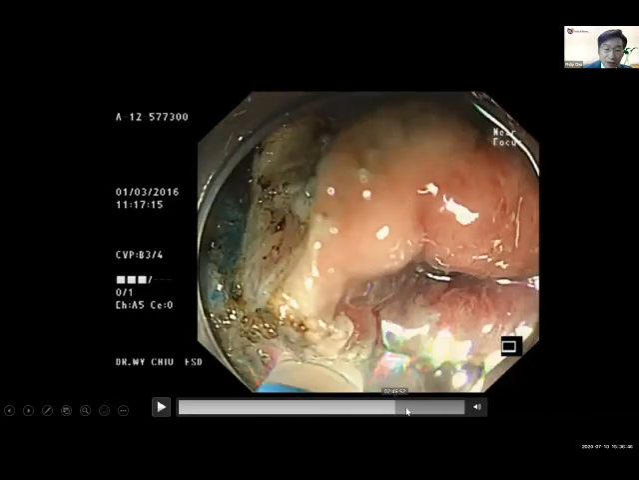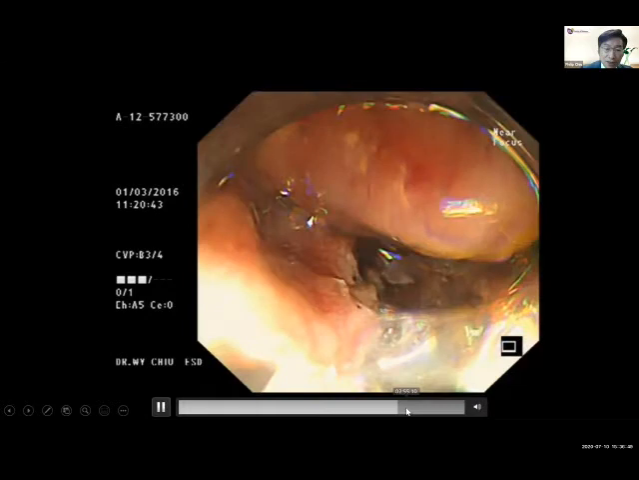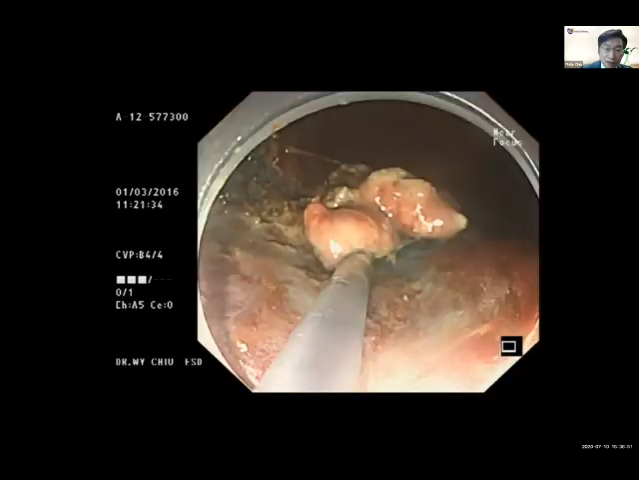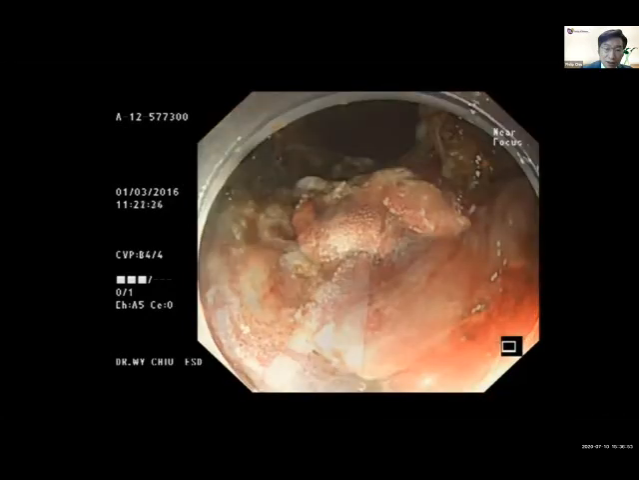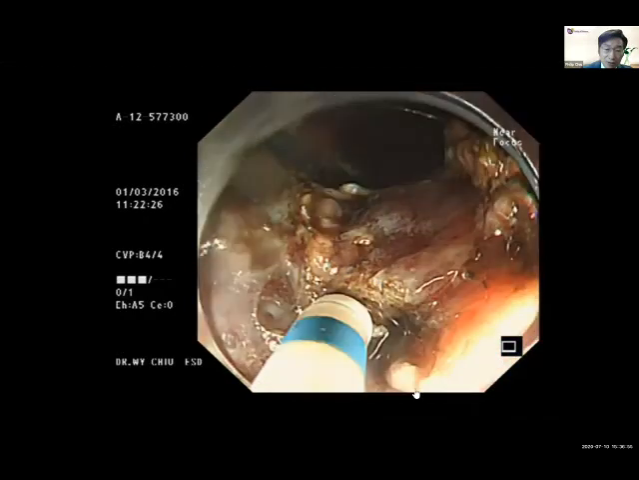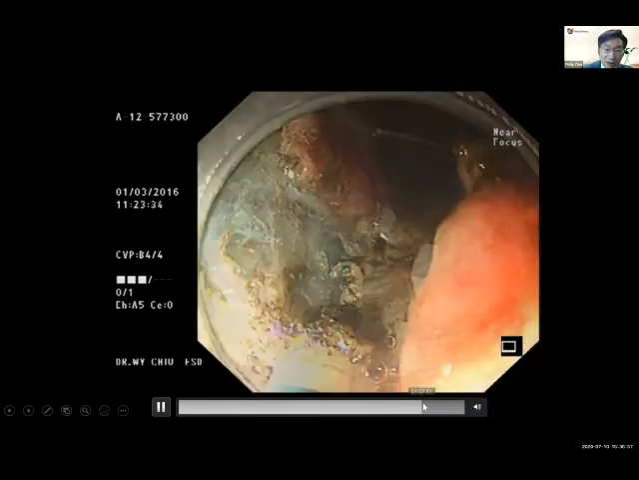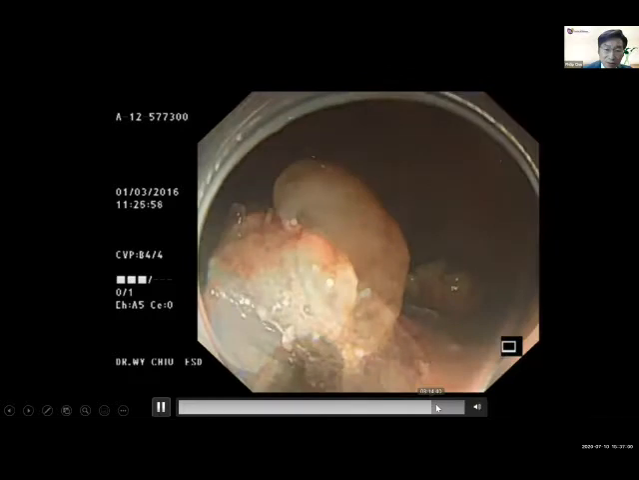So a lot of the time we use the indigo carmine dye to inject at the submucosa so that we can have a better view and avoid a perforation as well. So this is the final part of the submucosal dissection.